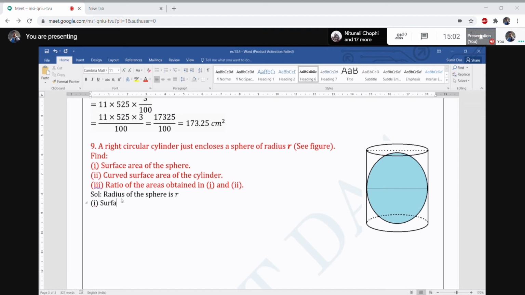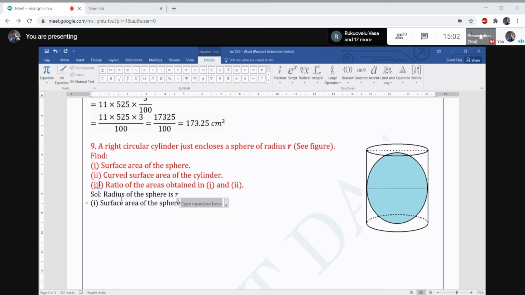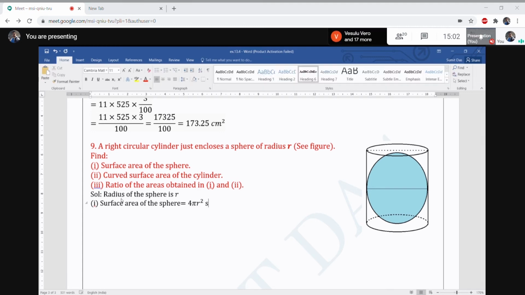So therefore, surface area of the sphere equal to 4 pi r square. Okay, 4 pi r square. Basically you have to write this one also, square units, because we don't know the units.